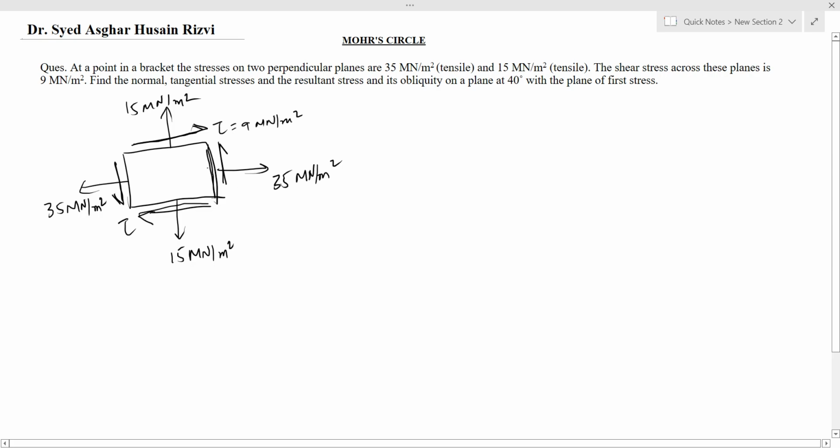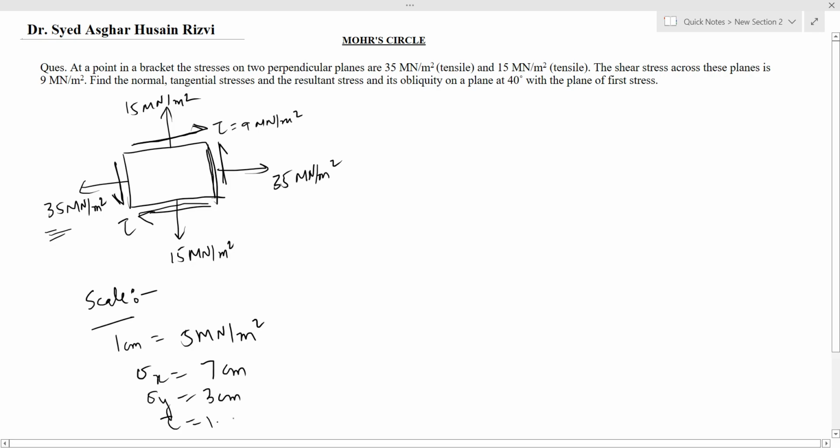After drawing the diagram, the next step is to scale the stresses. So let us take the scale. Here the maximum stress that we are getting is 35 meganewton. So let us assume that 1 centimeter on our scale is equal to 5 meganewton per meter square. So sigma x will be 7 centimeter since it is 35 meganewton per meter square. Sigma y will be equal to 3 centimeter and tau will be equal to 1.8 centimeter.